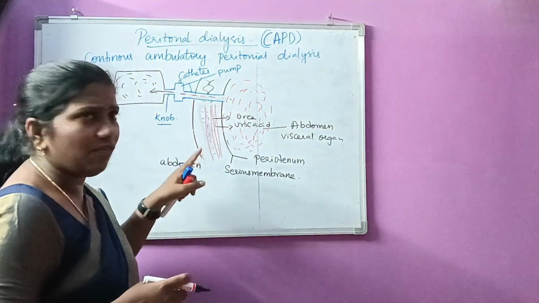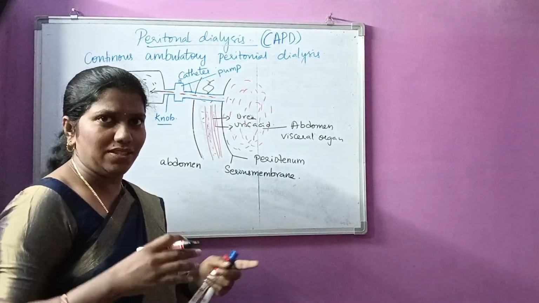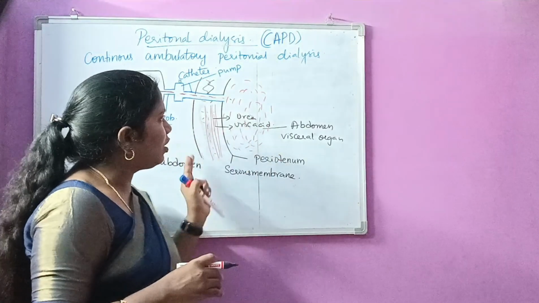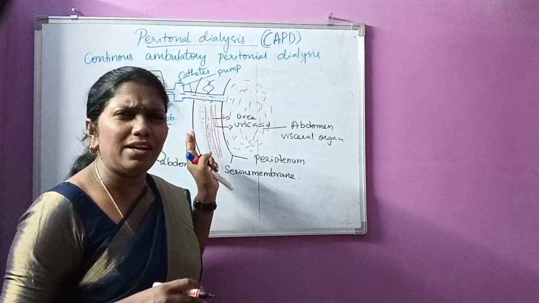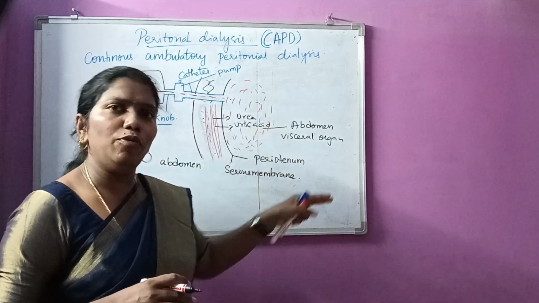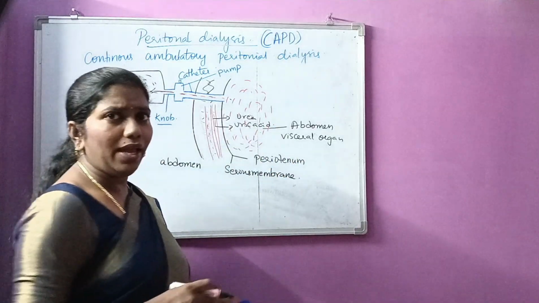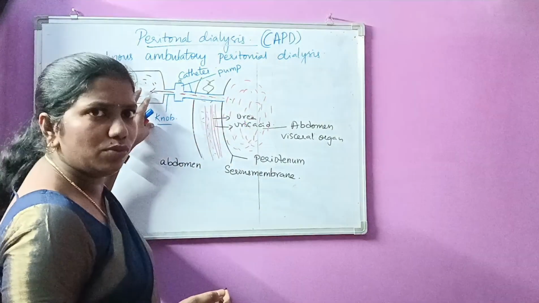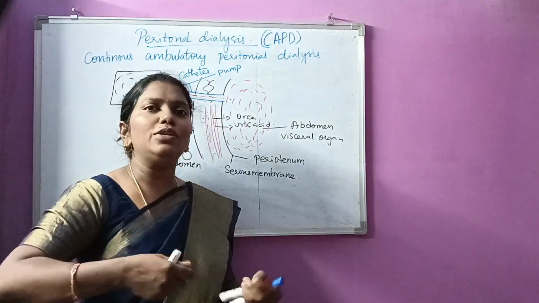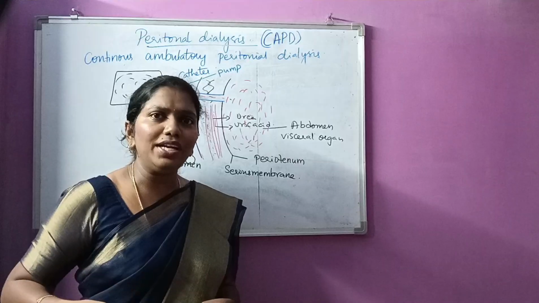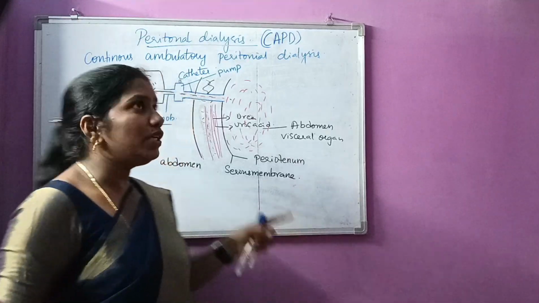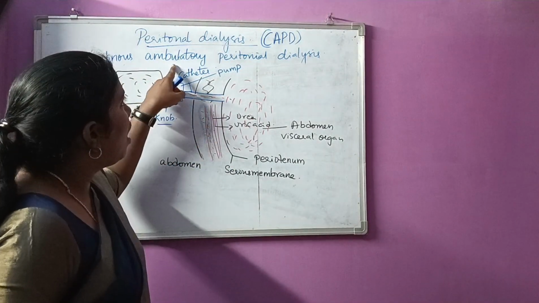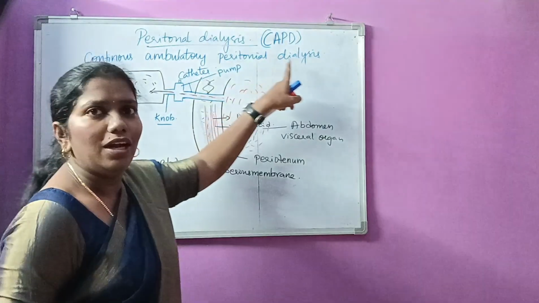It is not much effective. There is a 50-50 chance. Not complete urea, not complete uric acid, not complete nitrogenous waste is removed in this process. After 4 to 5 hours, as soon as this fluid comes outside, the person needs to insert another packet of fluid for the same process. So it is called continuous ambulatory peritoneal dialysis.